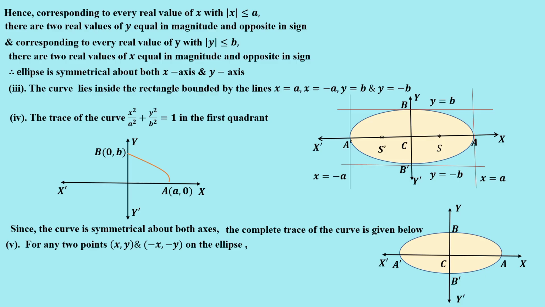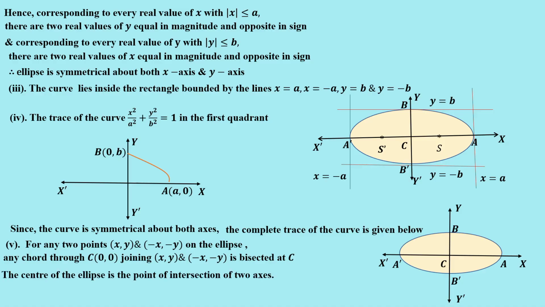Next point, for any two points (x, y) and (minus x, minus y) on the ellipse, the chord through C (0, 0) joining (x, y) and (minus x, minus y) is bisected at C. The center of the ellipse is the point of intersection of the two axes. Then major and minor axis. So this is the ellipse.